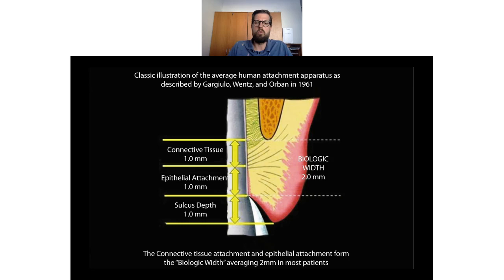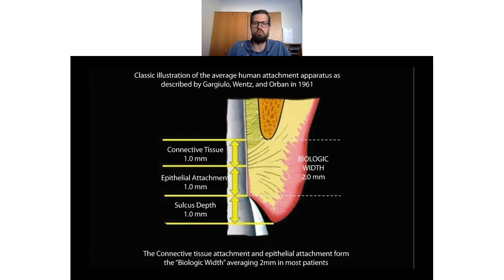So we know what a sulcus is. Let me say that normally the sulcus has a depth of 1 millimeter when we probe it with a probe, and under this sulcus there is a complex of epithelial attachment, which is 1 millimeter, and the connective tissue, and this complex of connective tissue and the epithelial attachment build the biological width. Normally, the biological width is about 2 millimeters.